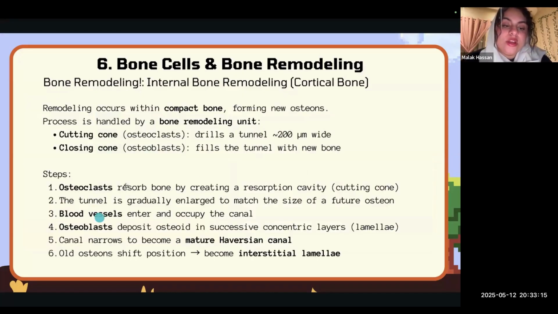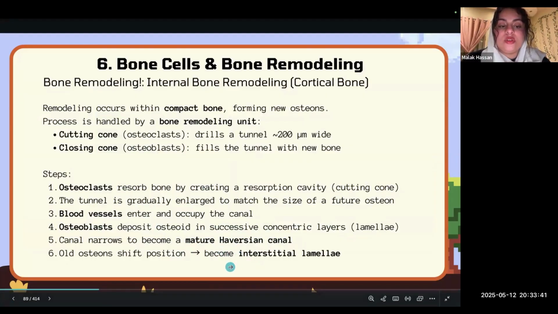So let's go back here. Osteoclasts are going to resorb the bone by creating a resorption cavity, which is a cutting cone. Then the tunnel is enlarged to match the size of the future osteon, and the blood vessels are going to enter and occupy the canal. Then you're going to have osteoblasts that deposit osteoid in lamellae, and the canals will narrow to become a mature haversian canal, and old osteons will shift position and become interstitial lamellae.